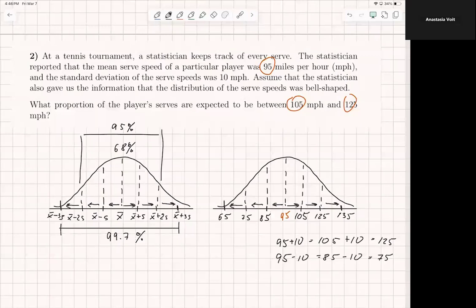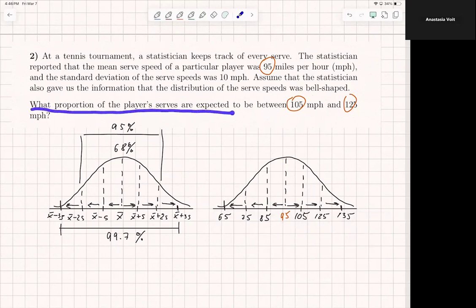Now let's take a look at what values we are interested in, right? We are interested in what proportion of the player's serves are expected to be between 105 and 125. So we are interested in these values, right?